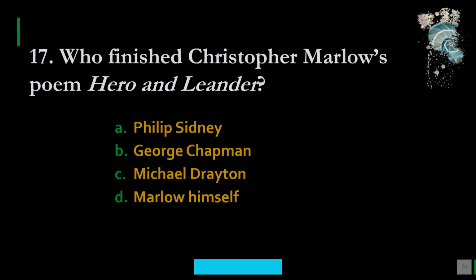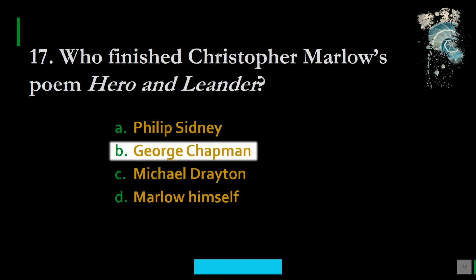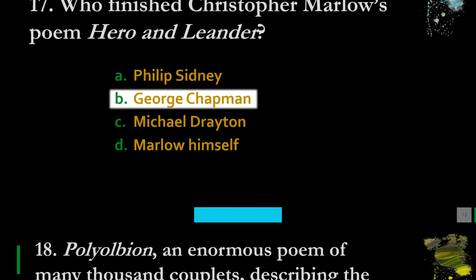17. Who finished Christopher Marlowe's poem Hero and Leander? A. Philip Sidney, B. George Chapman, C. Michael Drayton, D. Marlowe himself. Correct option is B. George Chapman.